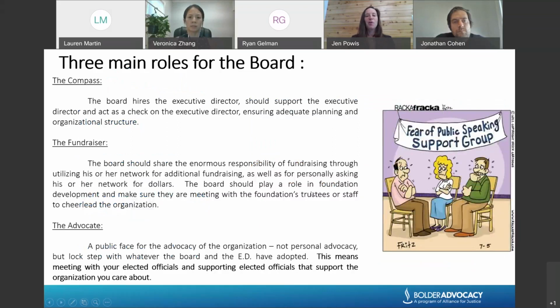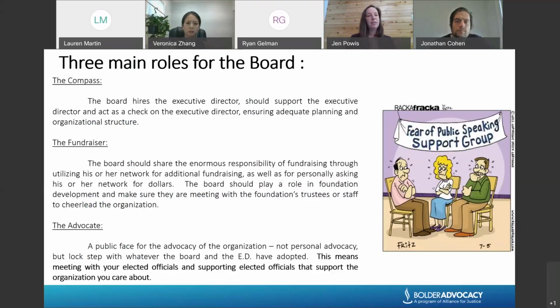So this one's the board, right? And again, with my cartoons, so many board members act as if they're so afraid of public speaking, as if they shouldn't be your number one champion. And so I often talk about boards having three main roles. The compass, right? They're the ones that hire the executive director, and they've got to keep track of the executive director. The fundraiser, the board should absolutely be helping with that enormous responsibility around fundraising.